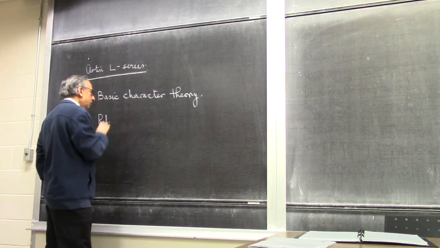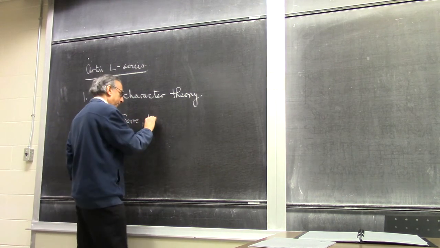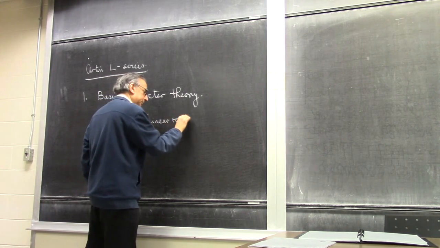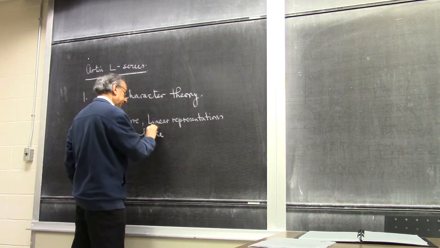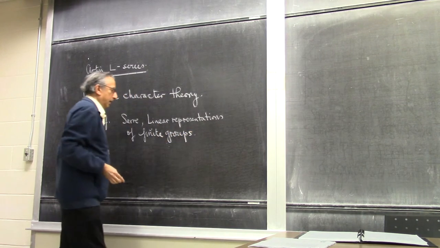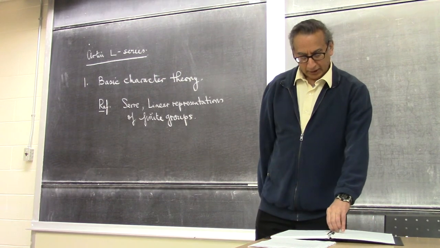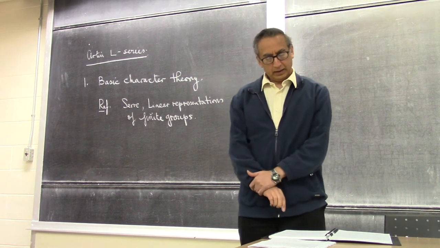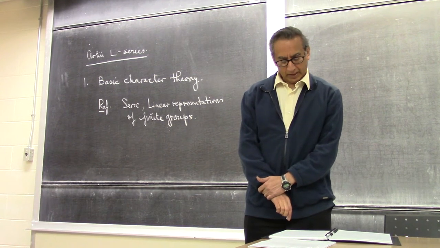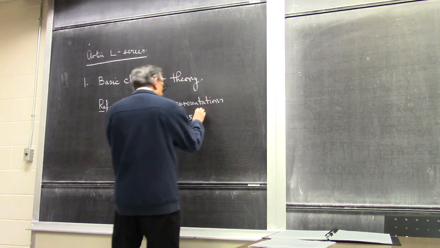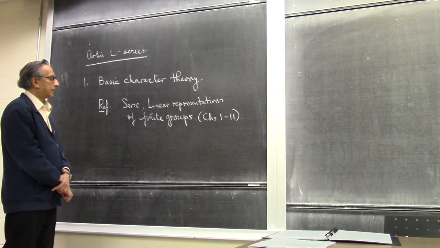I think the most basic treatment of character theory that I can think of is Serre's book, Linear Representations of Finite Groups. It's a small book. Apparently, Serre had written it for his wife, who was a chemist, and she needed some basic theory to teach her students. So he wrote that book with that view in mind, and so it's rather accessible. The whole book is not necessary for you to study. Chapters 1 to 11 would be more than enough for what I'm going to say.